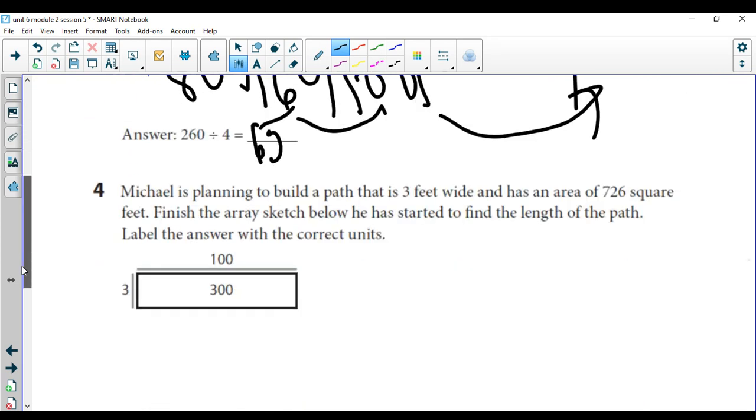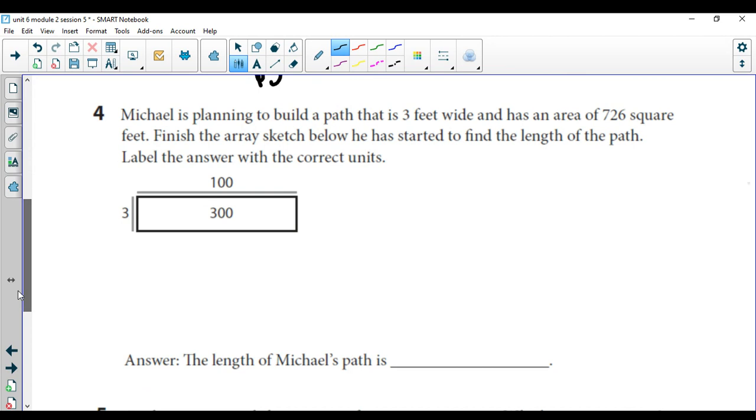All right, number 4. It says Michael is planning to build a path that is 3 feet wide and has an area of 726. So you guys, some key things I'm looking for: we're not working with perimeter anymore. We're looking at area. So I know that's length times width. I'm keeping that in mind because mathematicians always try to get tricked by going back and forth between perimeter and area. So make sure you have that formula in the back of your head.